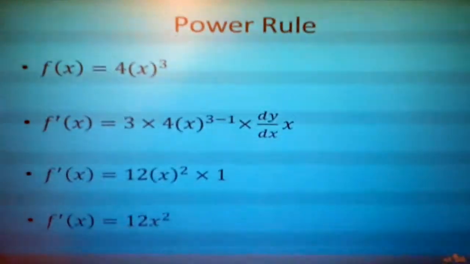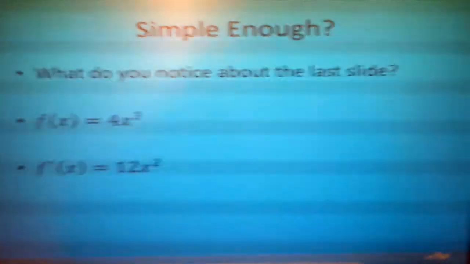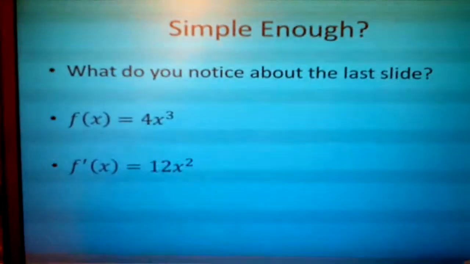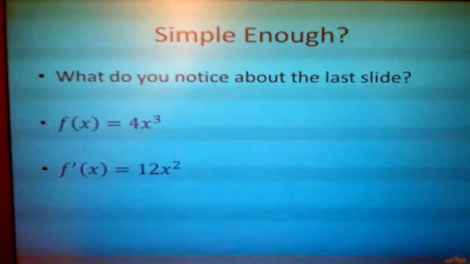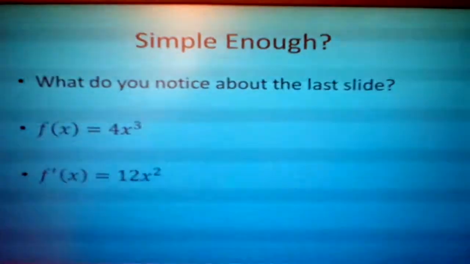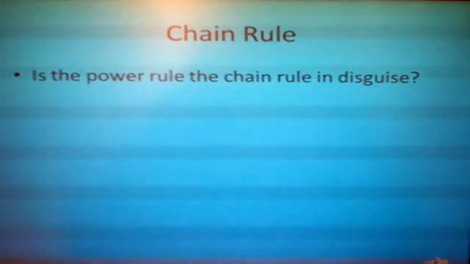Now if we take a quick look at this, we notice something. Here's the derivative of 4x cubed just using the power rule. It's 12x squared. On that last slide, we did the derivative using the chain rule. We got the same answer. We just take the 3 down, multiply the 4, and it's an x squared, so it's 12x squared.